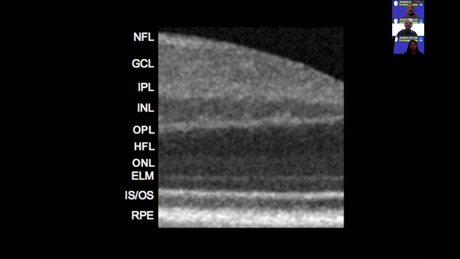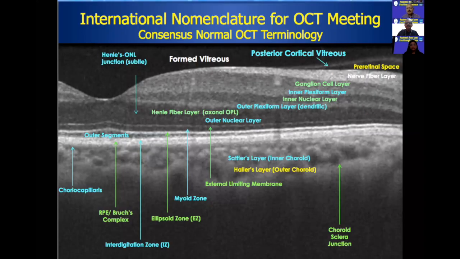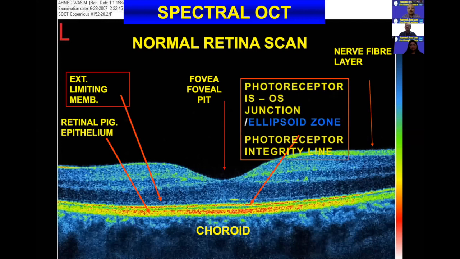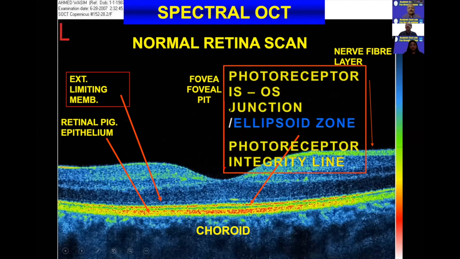This is the international nomenclature for the OCT that was given in 2014. If you see this picture, you will see so many markers and names given here. But not to confuse a comprehensive or general ophthalmologist, I'll try to simplify this further. Now, if you filter out some of the not so important structures, the scan appears simpler. This is how the normal macula appears.